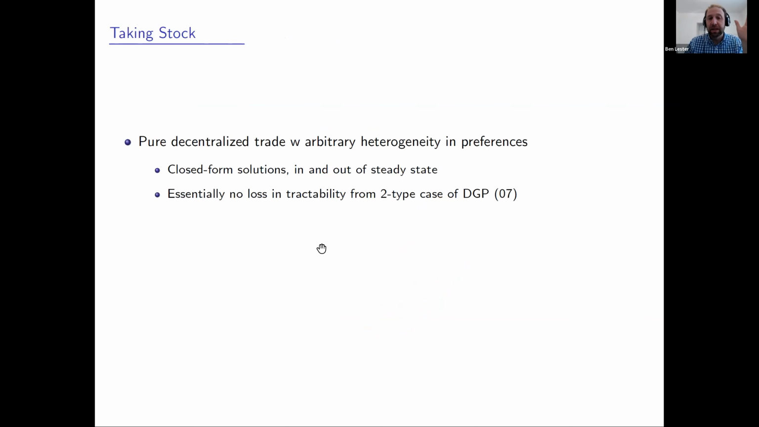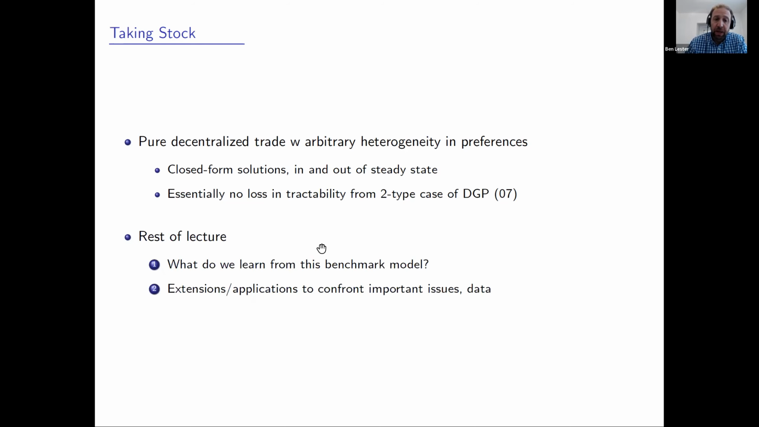Okay, so let's just take stock of where we are. We wrote down a model of pure decentralized trade with arbitrary heterogeneity in preferences. I showed you closed form solutions in steady state. I waved my hands and told you that if you want to go read a paper, there are also closed form solutions out of steady state. What's nice about this is, the original two-type case that Duffie, Gârleanu, and Pedersen put in RFS in 2007 is essentially no simpler than the one with arbitrary heterogeneity.